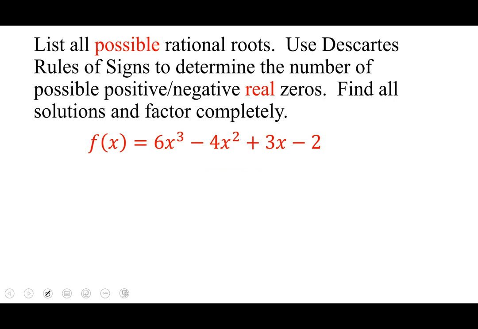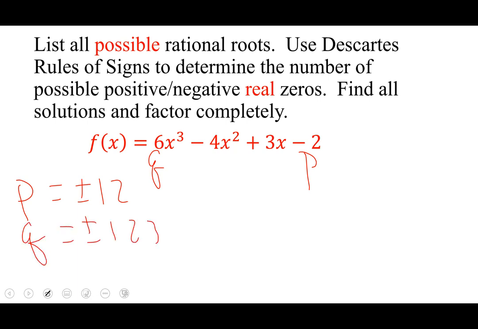So here's this cubic polynomial. List all the possible rational roots. Use Descartes' rule of signs to determine the number of positive and negative solutions, real zeros rather, and then find all the solutions and factor completely. So again, P's in the back, Q's in the front. All the things that go into -2 are plus or minus 1 and 2. All the things that go into 6 are plus or minus 1, 2, 3, and 6.